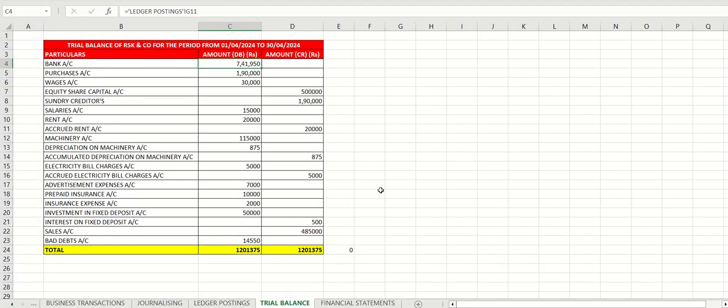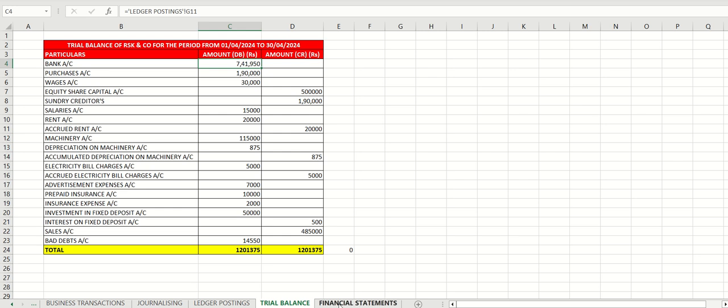Hope this is clear, guys. The amounts which are shown on the debit side in the trial balance should match up with the totals shown under the credit side of the trial balance. Because we have been following the double entry system of bookkeeping, there shouldn't be any discrepancy. The debit should match up with the credits.